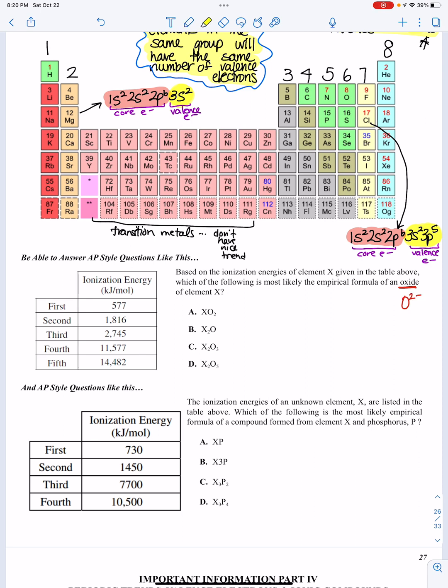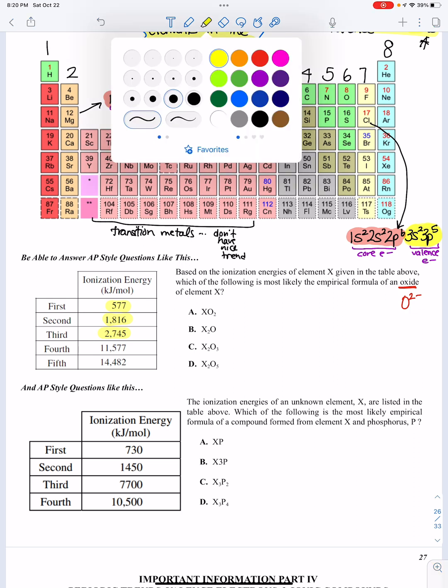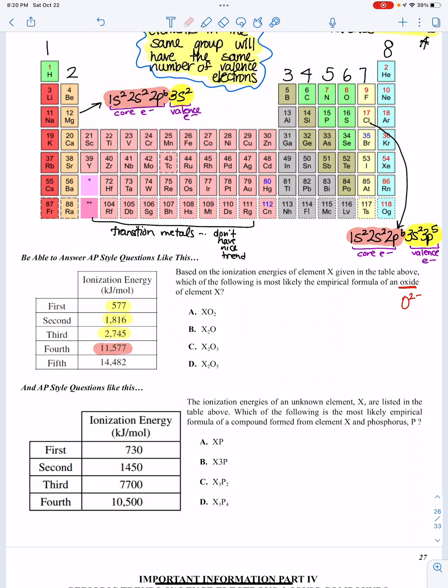Okay, so if I look at these energies here, I'm going to highlight them. My first one is 577, and then my second one is a little bit higher, not so bad. My third one is a little bit of a jump, right? So the first one, maybe 3 times larger. By the third one, it's not even 2 times as large. It's maybe 1 and a little change. And then OMG, 5 times as large here. OMG, jump. That means I've hit core electrons here. This means this element has 3 valence electrons.